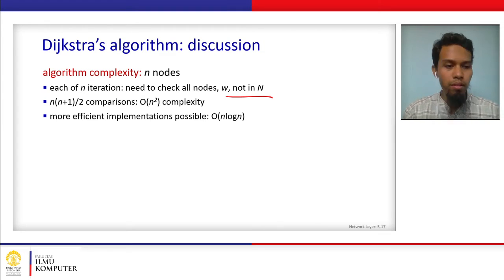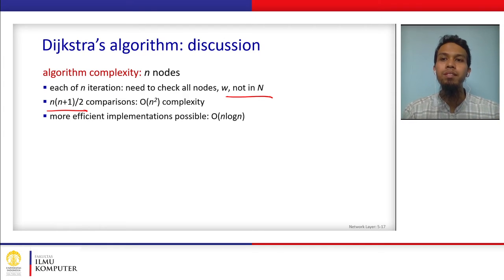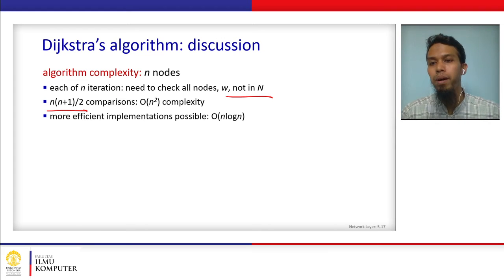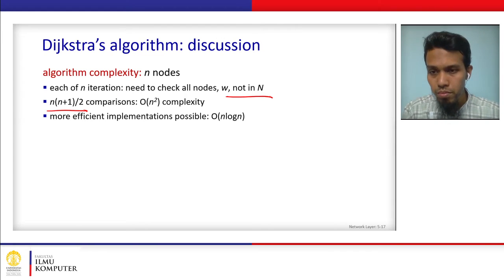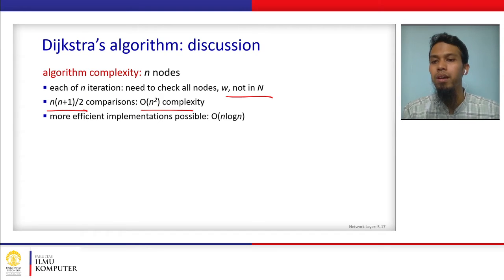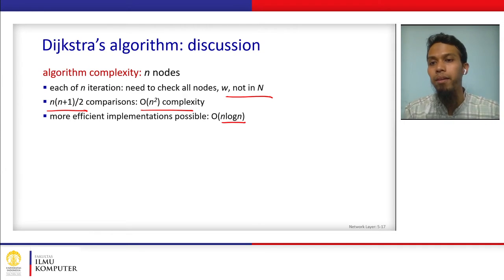And if you already learned about that in algebra or calculus, then the sum of the first n integers will be n times (n plus 1) divided by 2, or it's comparable to n squared. So it has n squared complexity basically. With more efficient implementations, it can achieve a complexity of n log n.